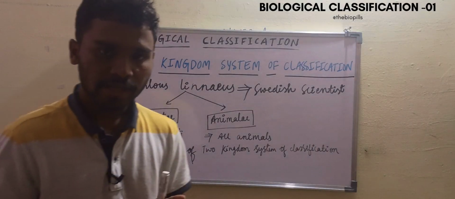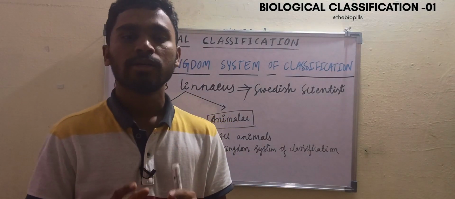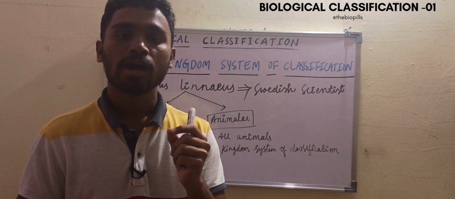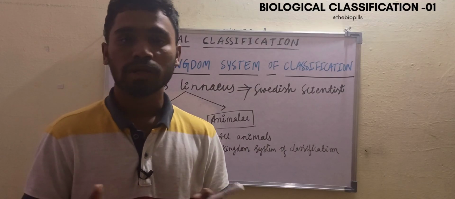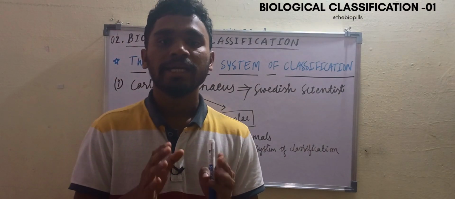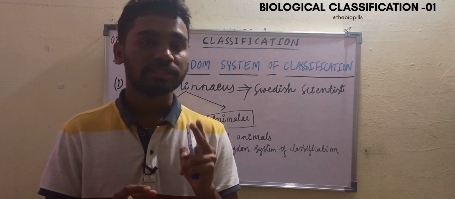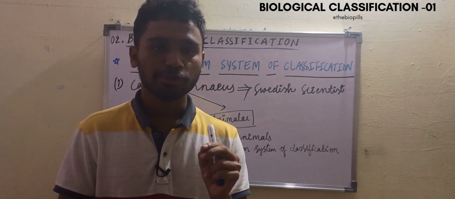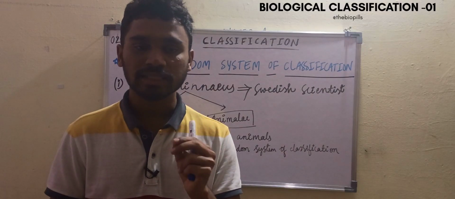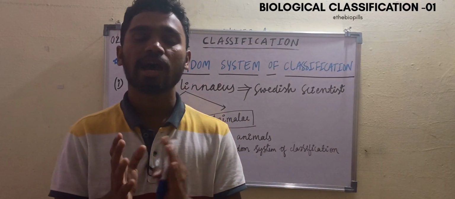It was easy to understand, and it is very easy to categorize the living organisms. But more than positives, this two kingdom system of classification had many drawbacks. What are those drawbacks? Let me tell you. The main drawbacks are: one, it did not distinguish between eukaryotic cells and prokaryotic cells. Second, it did not distinguish between unicellular organisms and multicellular organisms. And third, it did not distinguish between photosynthetic organisms and non-photosynthetic organisms.